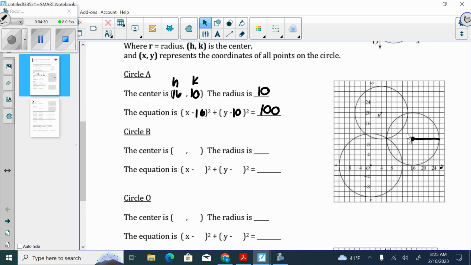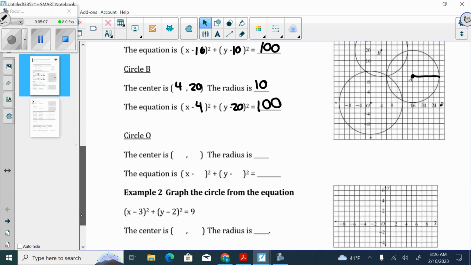All right, same thing for circle B. Where is the center of circle B? Good. And what's the radius of circle B? 10. Also 10. So then I just plug that information into my equation. I'm going to have (x minus 4) squared plus (y minus 20) squared equals 100.